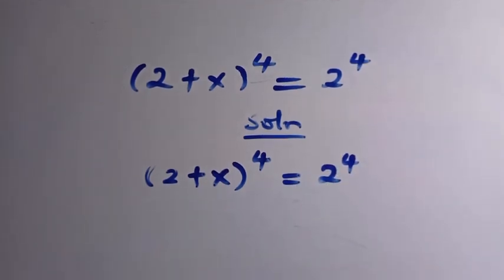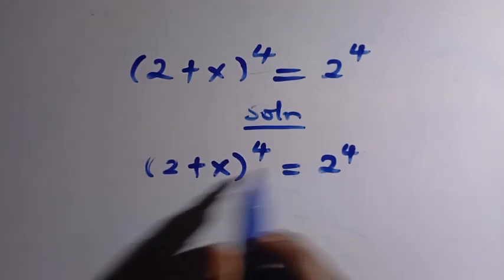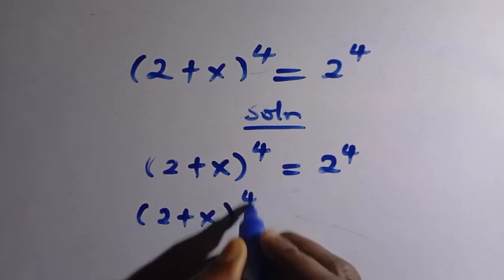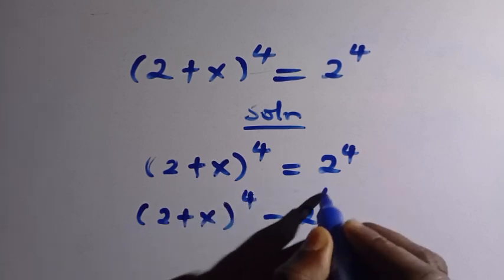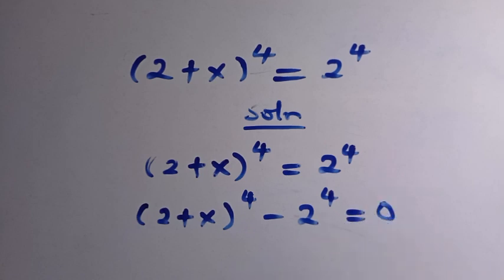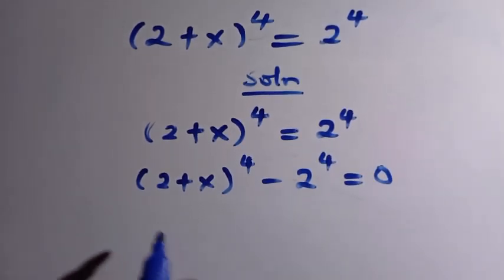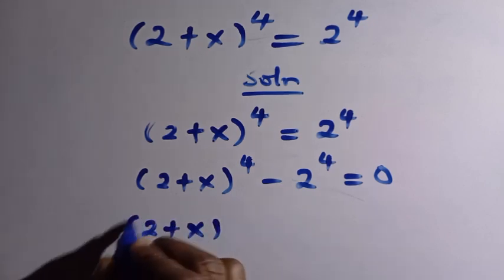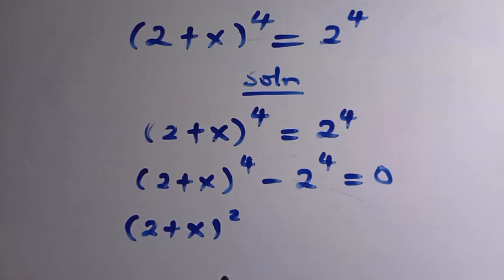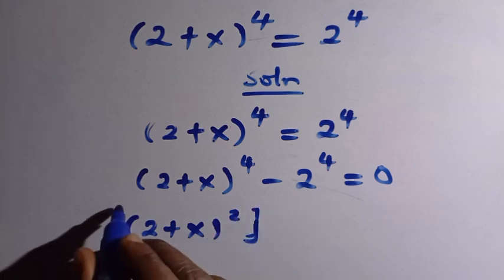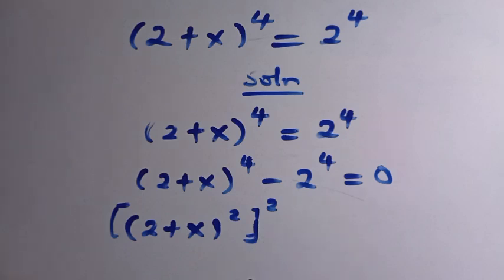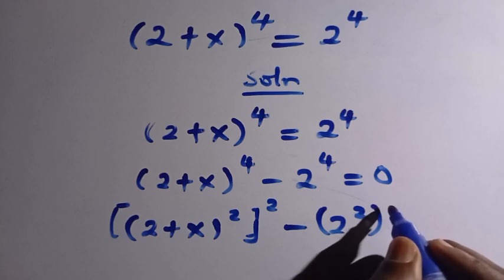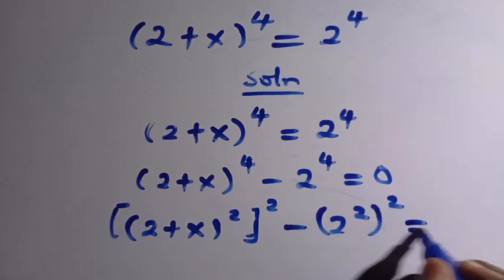So the first thing we are going to do here is transfer this one here. We have (2 + x)^4 - 2^4 = 0. Then let's try to rewrite this as ((2 + x)^2)^2, then we put everything in the bracket of 2, minus (2^2)^2, with everything in the bracket of 2, equals 0.